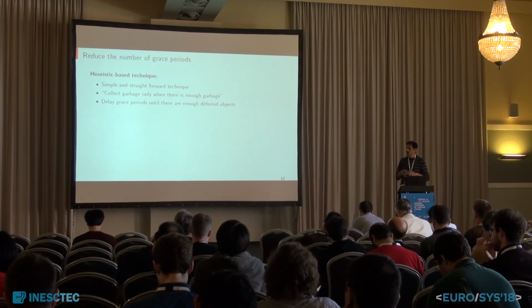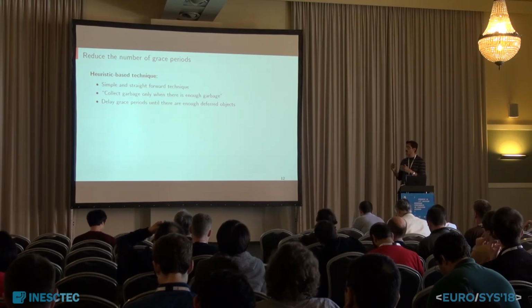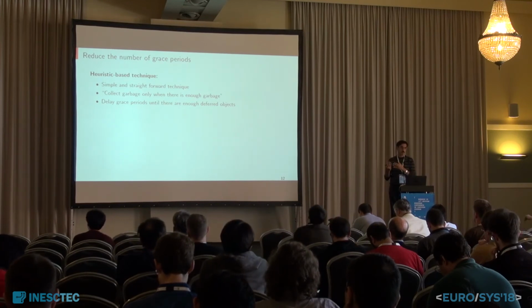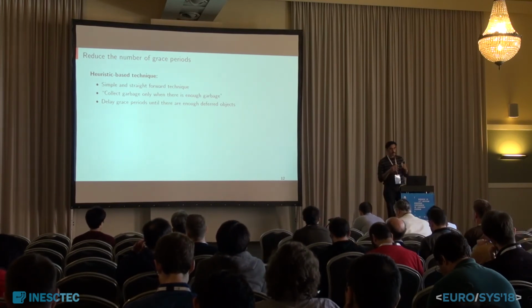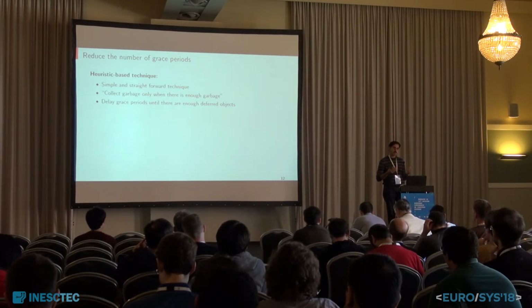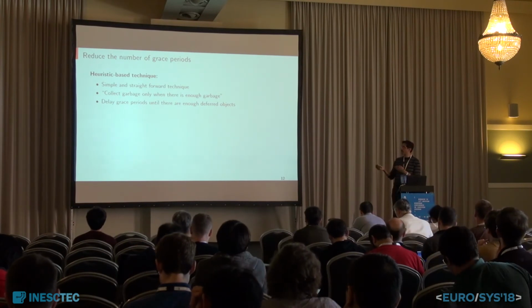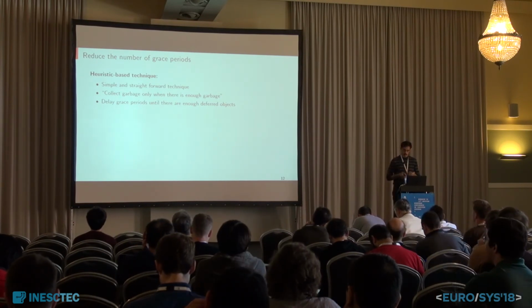The heuristic-based technique is very straightforward: we say collect garbage only when there is enough garbage. So we don't start a grace period immediately. We wait for the number of deferred objects to accumulate before we start a grace period. This delays the computation of the grace period, but that's fine in HPC and idle environments.